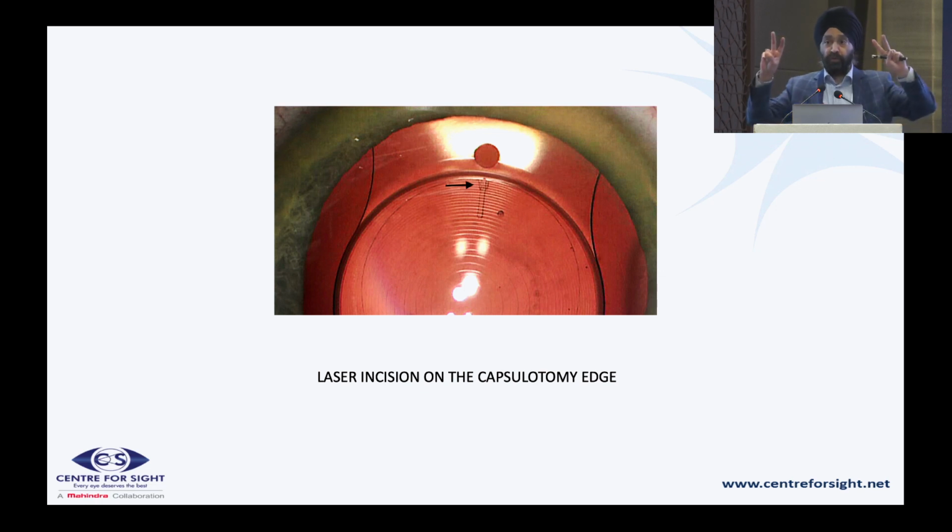So there are two ways by which you can see toric alignments, intraoperatively and postoperatively. You can have a capsular knuckle at the axis, or you can have alignment marks on the cornea which are intrastromal.